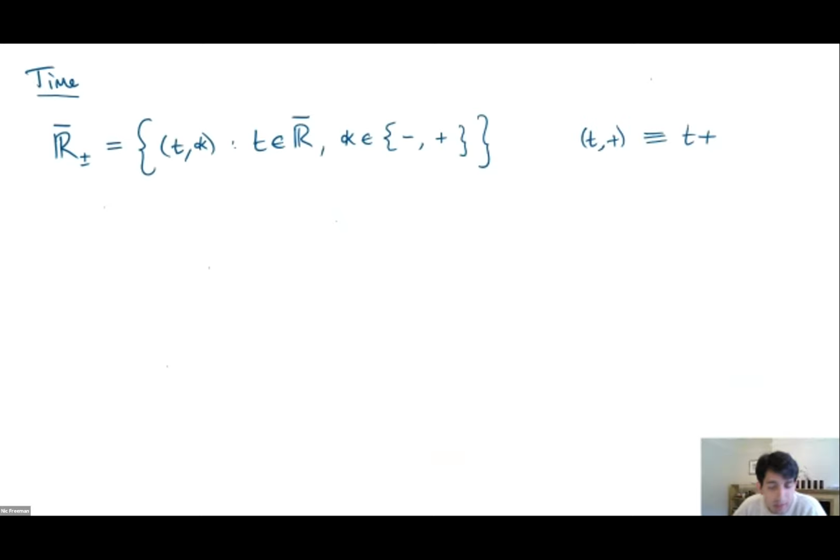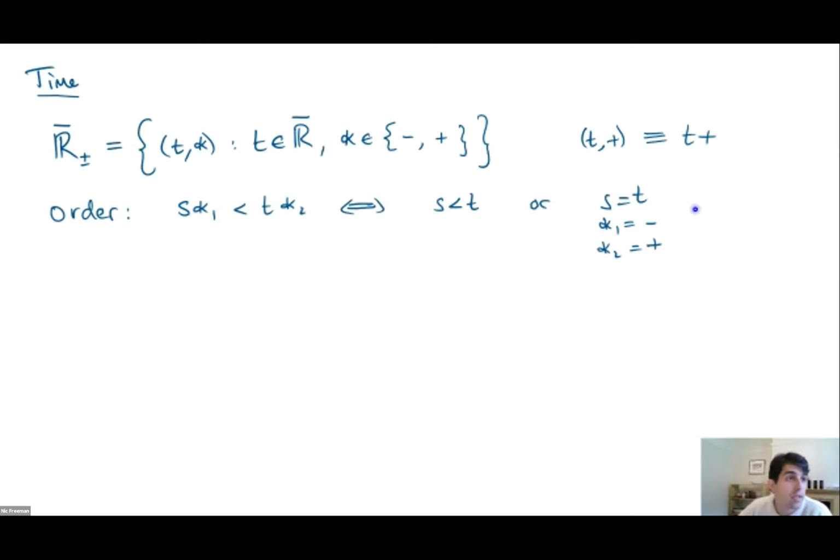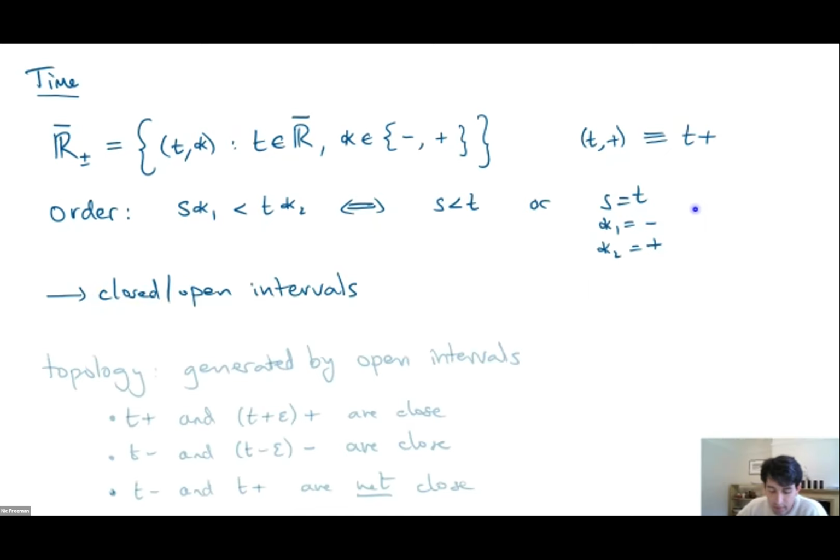So here's what time is going to be. You might think of these as the set of indexes for left and right limits. The set of pairs where your first element is a real number and your second element is a sign, which is either plus or minus, right? Minus is left and plus is right. There's a natural order to these things, the lexicographic order. The real numbers order the first coordinate and minus is less than plus to order the second coordinate. As soon as we've got an order, then we've got closed and open intervals. Closed intervals contain their endpoints, open intervals do not. And as soon as we've got open intervals, we've got a topology generated by those open intervals.